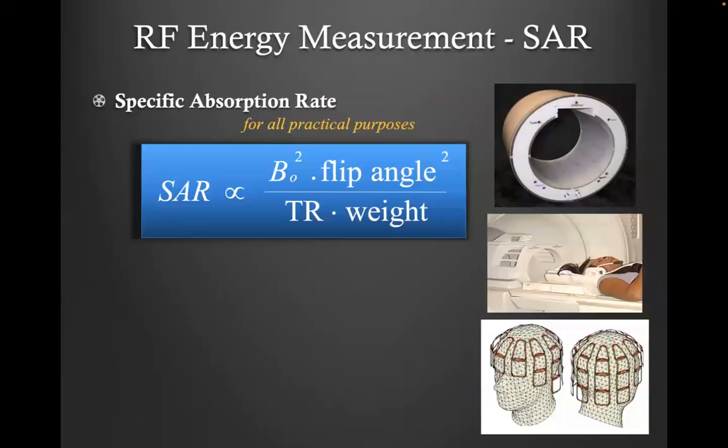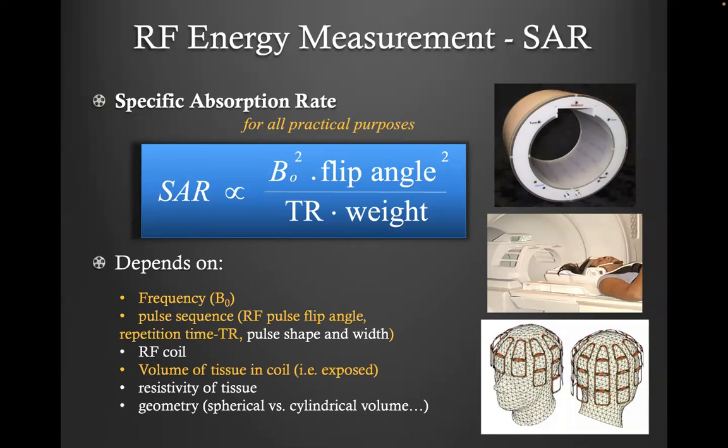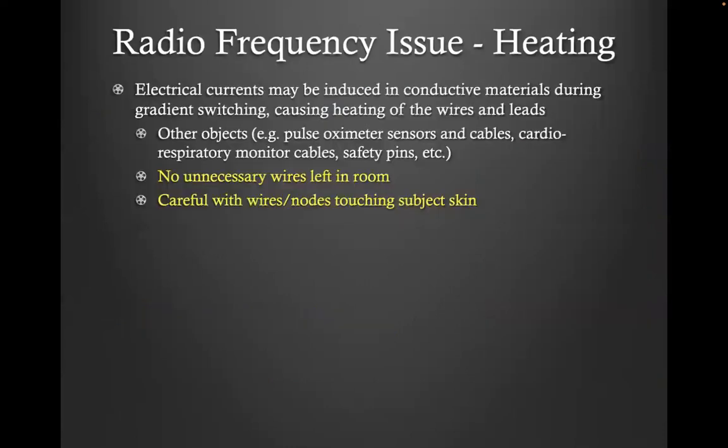Those RF energies are calculated with a parameter called SAR, specific absorption rate. And then this is proportional to your main magnetic field and the flip angle of your RF pulses used there, and TR and your weight. And then it depends on a lot of the MR imaging parameters. Just know that some of them are controllable, some of them are uncontrollable. And electrical current may be induced in conducting materials. These objects, for example, pulse oximetry sensors, cables, cardiorespiratory monitors.